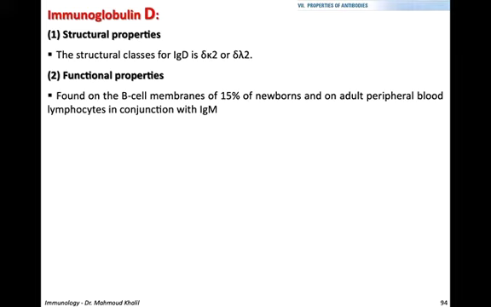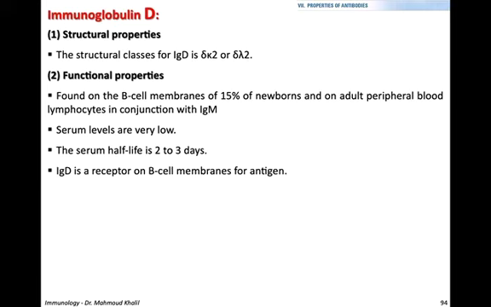If you remember, we saw the IgM and IgD originally at the beginning of this lecture. Its serum levels are very low, with a half-life of 2 to 3 days. The IgD receptor is on the B cell membrane, as we have seen earlier in this lecture, for antigen.